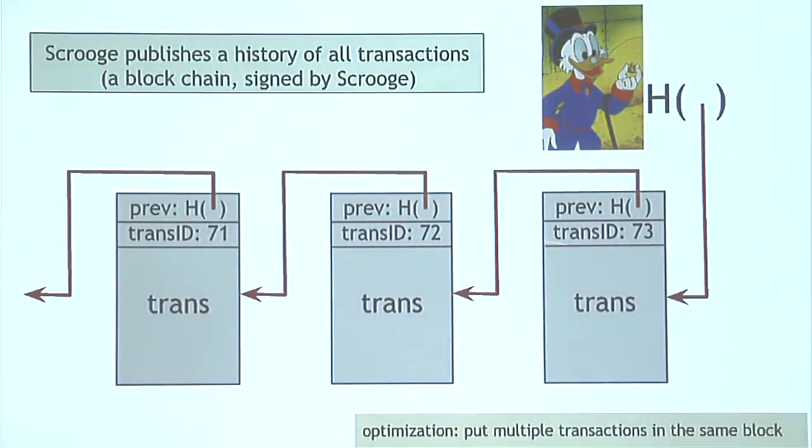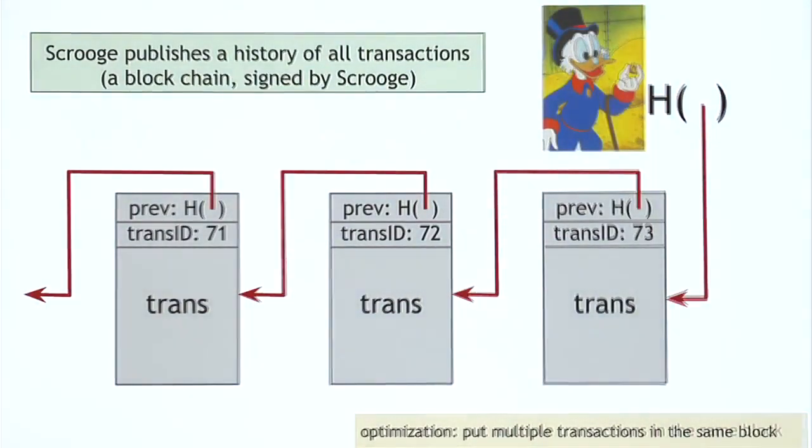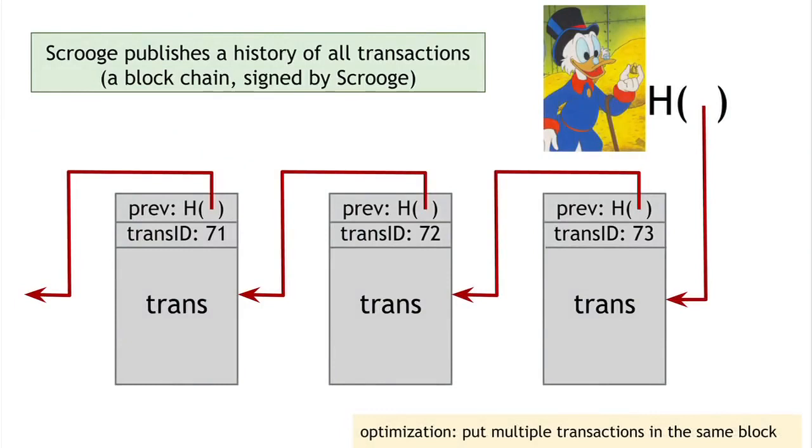This block has the transaction with transaction ID number 73. And it has the contents of this transaction, and then there's a hash pointer to the previous block in the history. Okay, and then Scroge will take the hash pointer, which represents this entire structure, and he'll digitally sign it and publish it. Now anybody can verify that Scroge really did sign this hash pointer, and then they can follow this chain all the way back and see the entire history of all the transactions in the history of Scroge Coin as endorsed by Scroge.